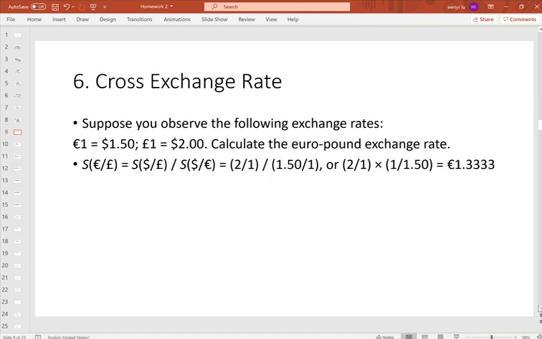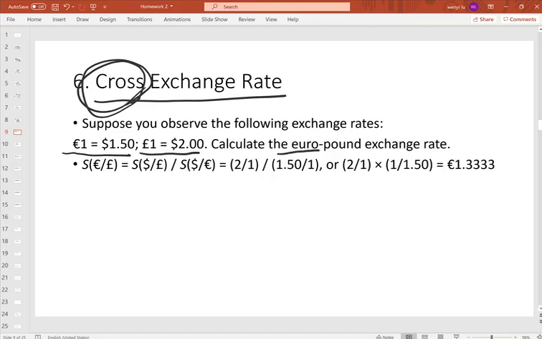The next question is for the cross exchange rate, right? What does cross mean? Cross means the rate will not include the dollar. So in our given rates both quotes involve the dollar, and we will solve the third rate without the dollar, so it's called a cross exchange rate. For example, here €1 equal to $1.5, the other one is 1 pound equal to $2. We need to solve the euro to pound exchange rate.